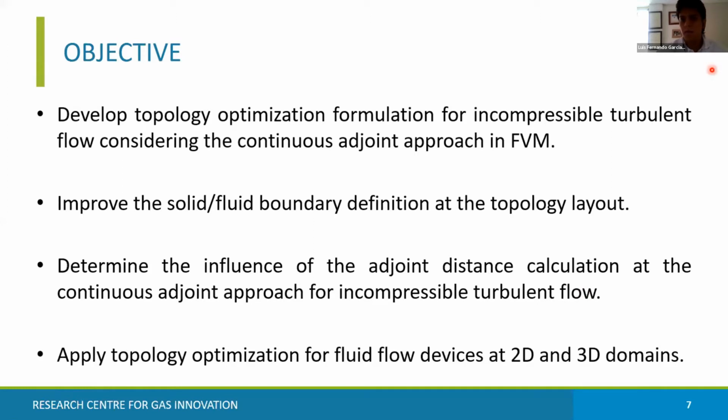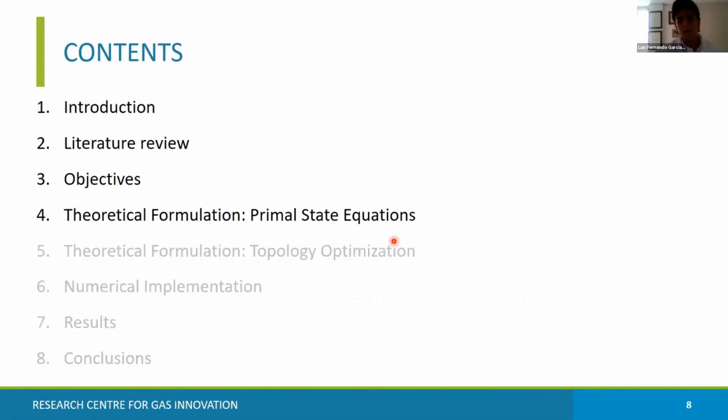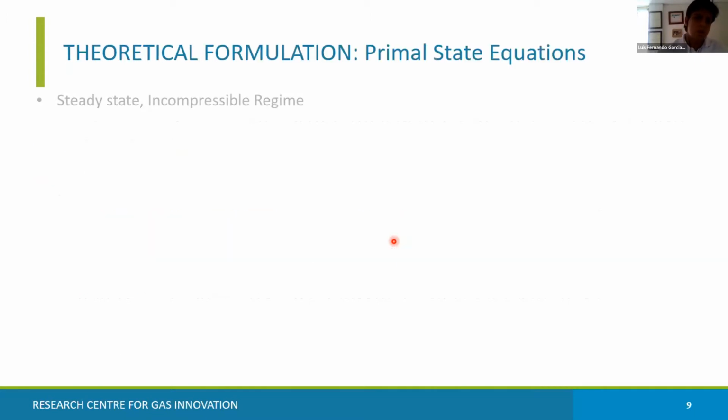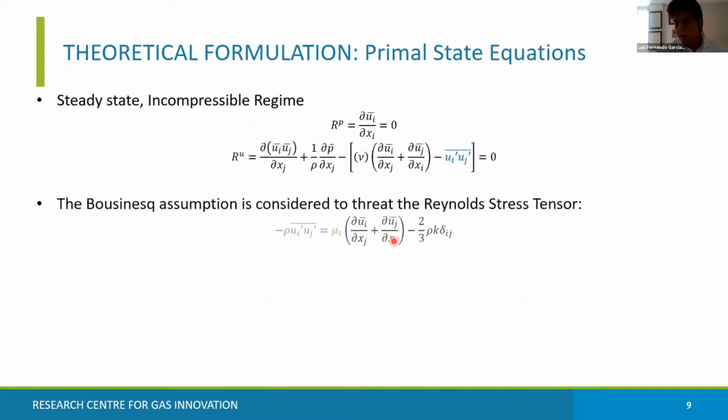So at first, we want to develop topology optimization for incompressible turbulent flow by considering the continuous adjoint approach and the finite volume method, improve the solid-fluid boundary definition, and determine the influence of the adjoint distance calculation on the adjoint turbulence model, and apply this to improve fluid flow devices in 2D and 3D domains.